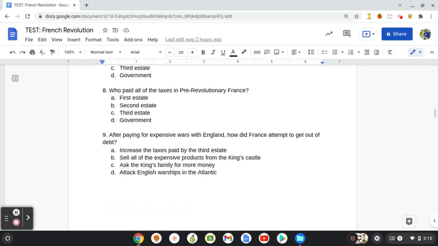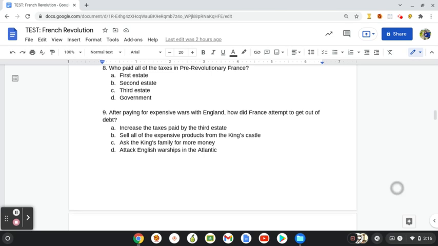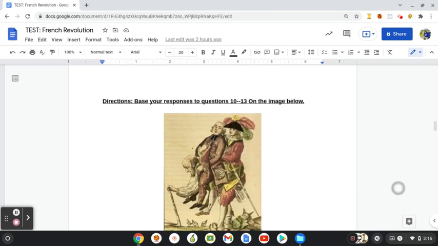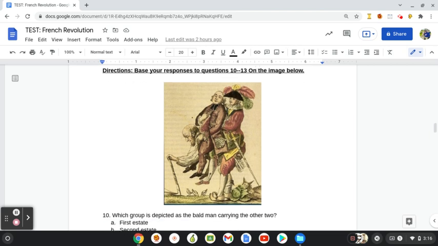And number 9, after paying for expensive wars with England, how did France attempt to get out of debt? Did they increase the taxes paid by the third estate? Did they sell all of the expensive products from the king's castle? Did they ask the king's family for more money? Or did they attack English warships in the Atlantic? For 10 through 13, you can base it on this image right here.